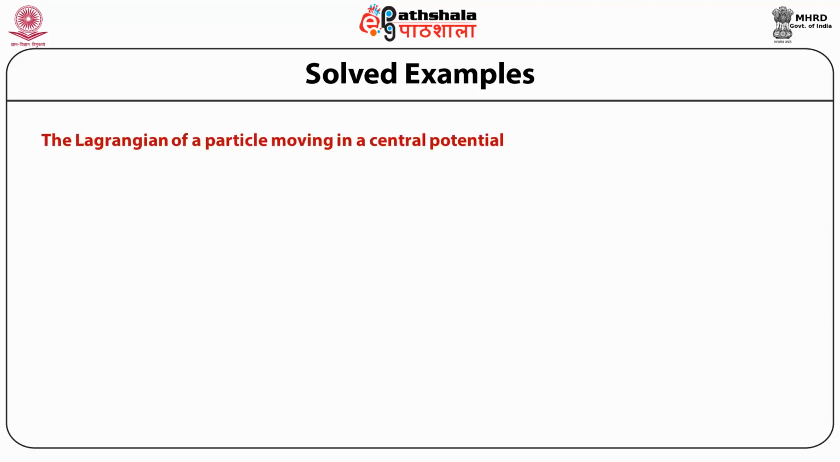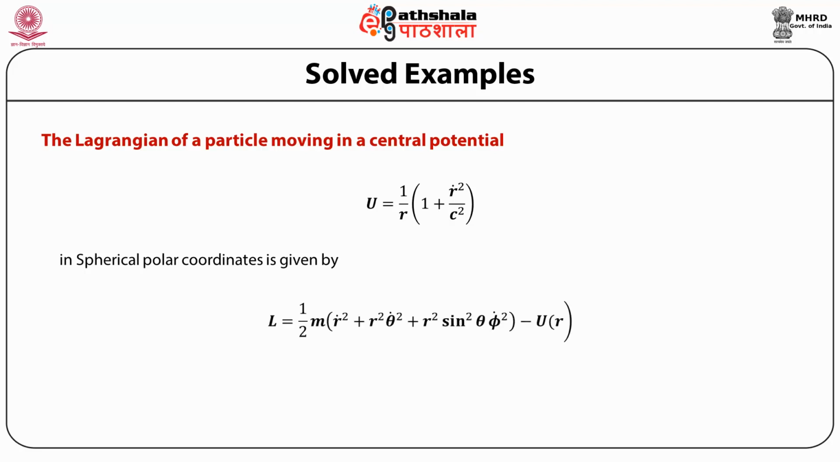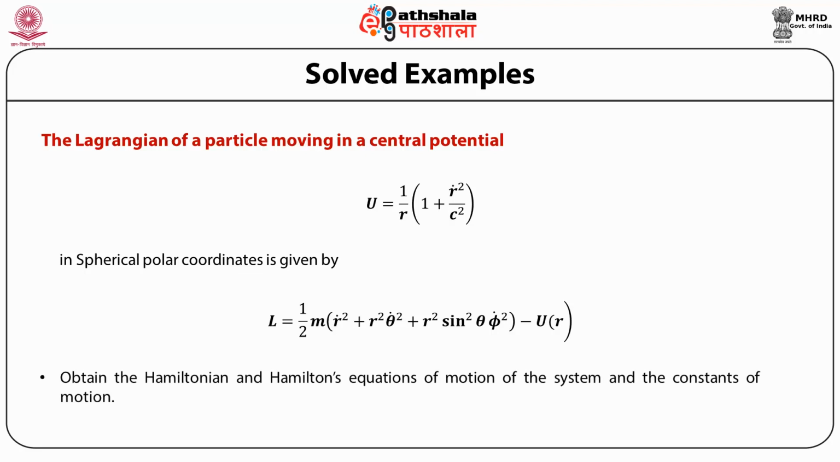Now let us consider the case where a particle is moving in a central potential U, which is given as 1 upon r multiplied into (1 plus r dot square by c square). That is, the potential depends on the velocity. Now let us consider spherical polar coordinates, where the Lagrangian is given by L is equal to half m (r dot square plus r square theta dot square plus r square sin square theta phi dot square) minus U of r. Now, given the Lagrangian and this specific form of the potential, we have to obtain the Hamiltonian and the Hamilton's equations of motion, and we'll find out what the constants of motion are.